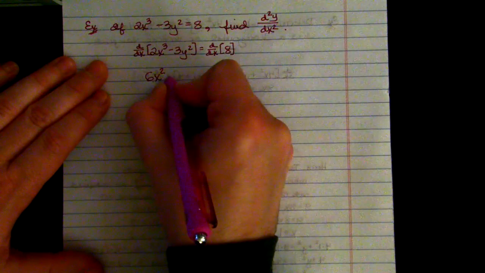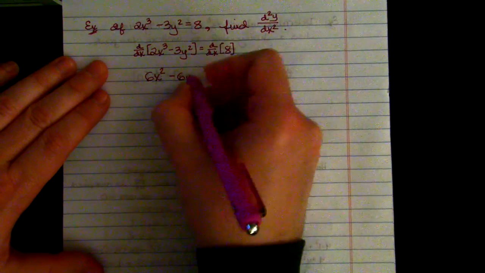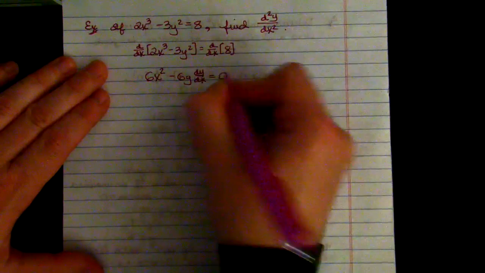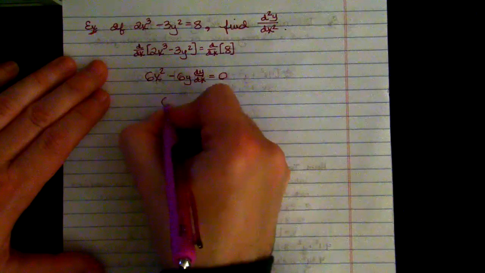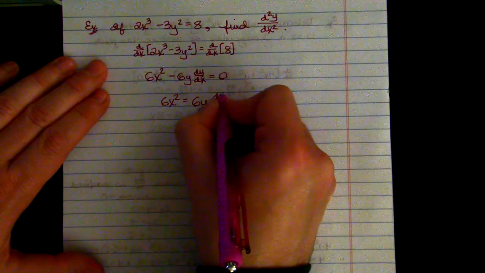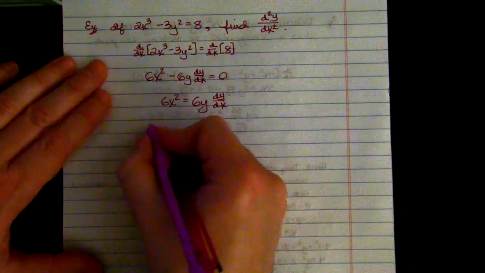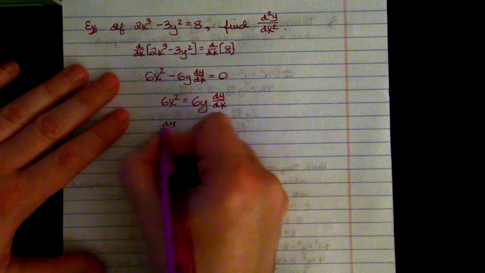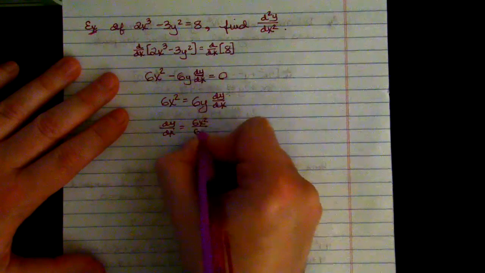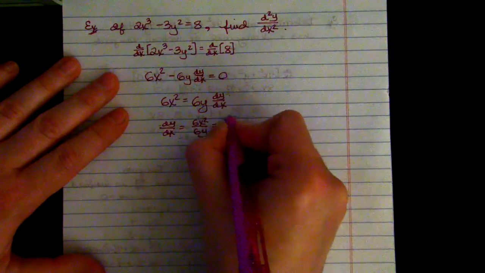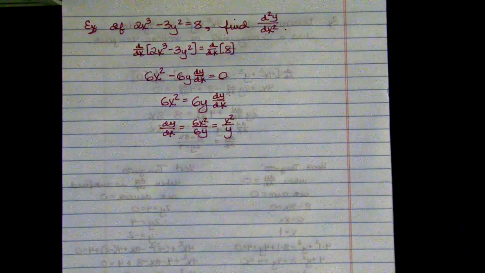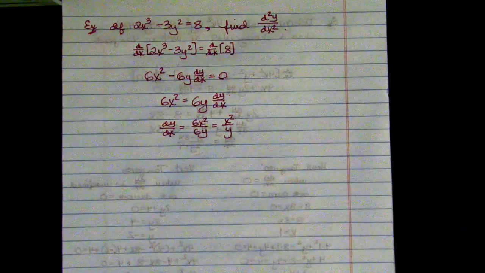Six x squared minus 6y dy dx equals 0. 6x squared equals 6y dy dx. Divide both sides by 6y, so dy dx equals 6x squared over 6y. This is looking like x squared over y. Did you get that for your first derivative?